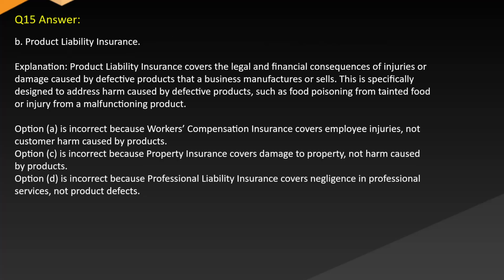Answer: B. Product liability insurance. Explanation: product liability insurance covers the legal and financial consequences of injuries or damage caused by defective products that a business manufactures or sells. This is specifically designed to address harm caused by defective products, such as food poisoning from tainted food or injury from a malfunctioning product.